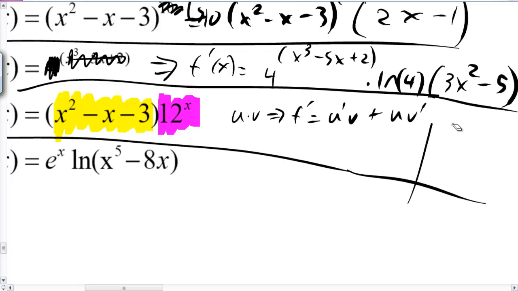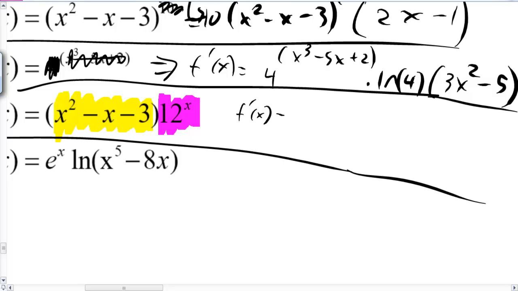The product rule here. All right, so derivative of the first thing, the yellow function. So therefore, f prime would be the derivative of that. Well, we're kind of used to those hopefully at this point. So that's 2x minus 1. Leave the second function alone. Leave the second factor alone.